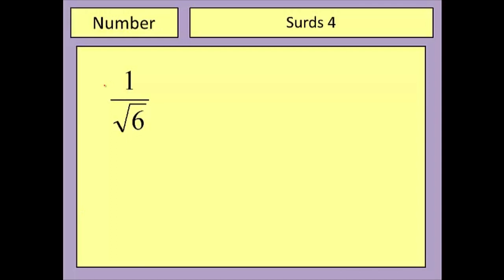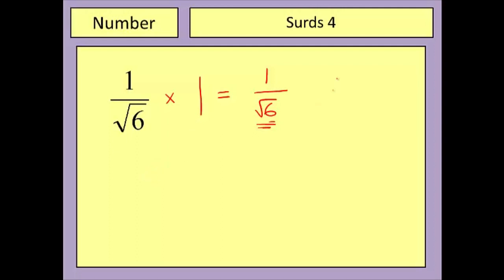So, what I'm going to do is multiply it by 1, because if I times anything by 1, it doesn't change the value. 1 over root 6 times 1 is still 1 over root 6. But you'll notice the denominator hasn't changed. So I need to be quite clever. Instead of using the integer 1, I'm going to use a fraction that represents the value 1.